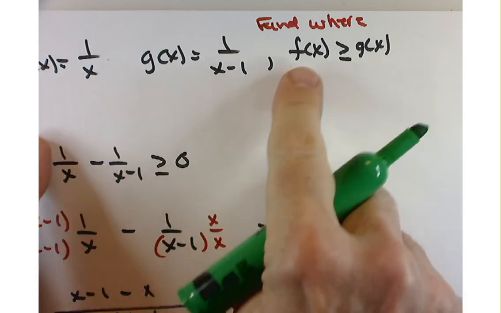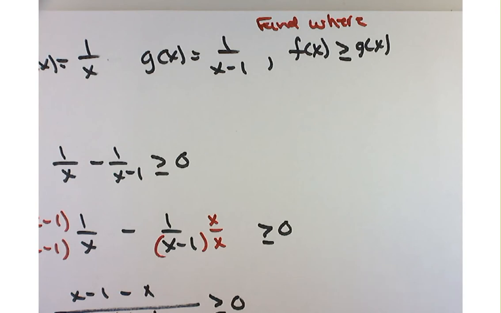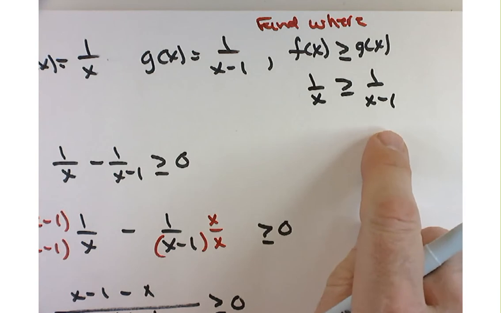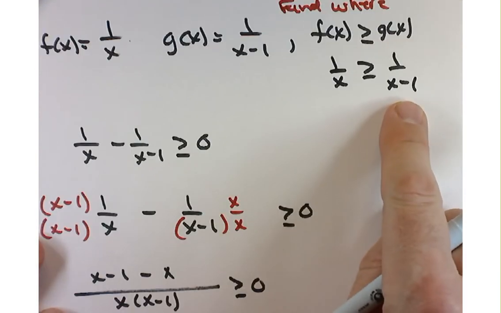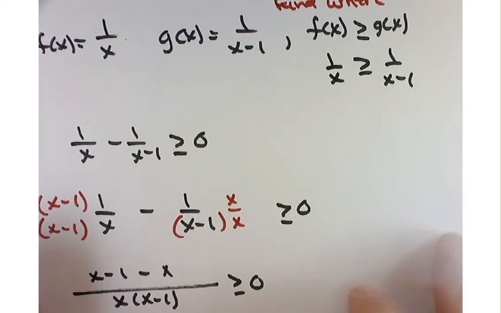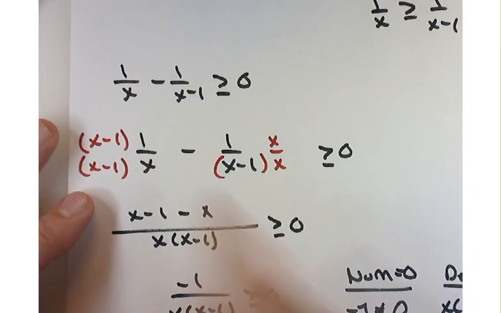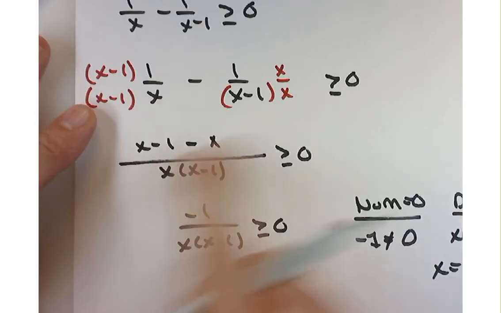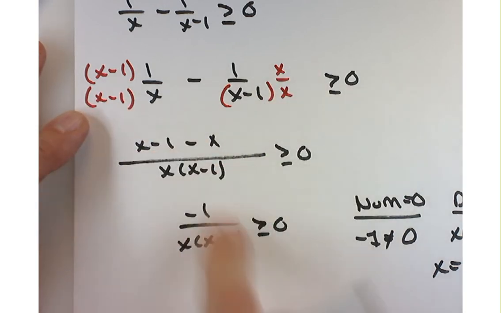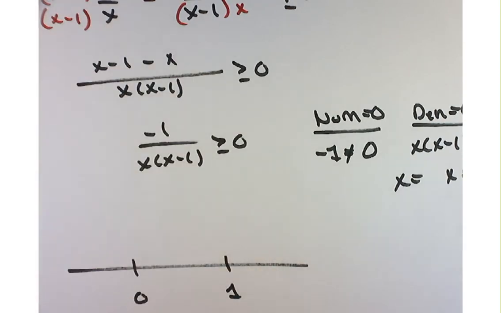If I want f of x to be greater than g of x, that's really saying that I want 1 over x to be greater than or equal to 1 over x minus 1. Now the way you solve rational inequalities is you first get things on one side. So I'll move that over here. We're looking good. But now I've also got to write this using one rational expression. So I get common denominators here. Multiply by x over x and x minus 1 over x minus 1. Combine like terms in the numerator and I get this expression.